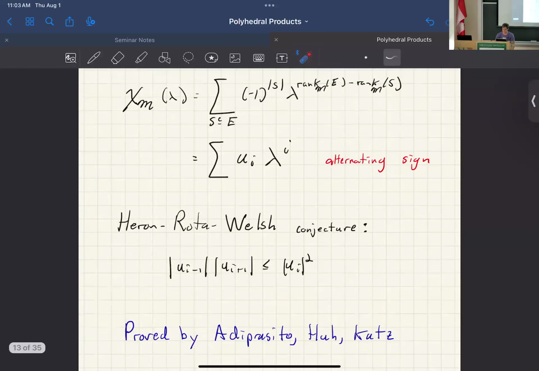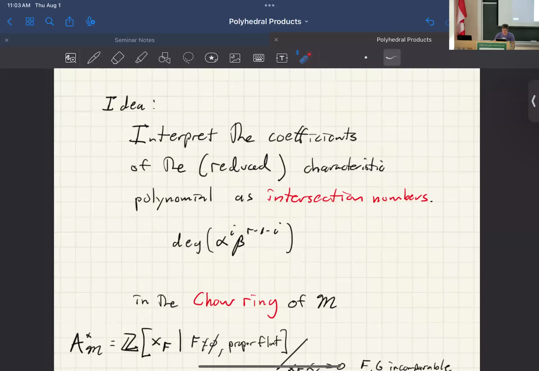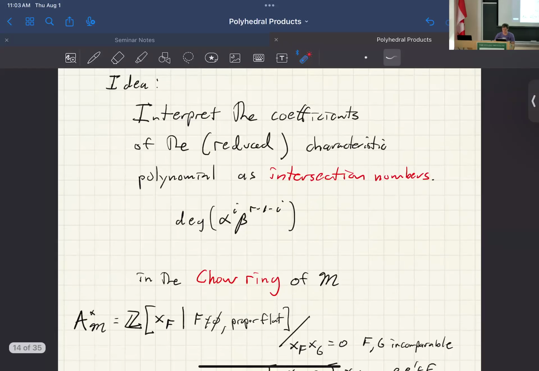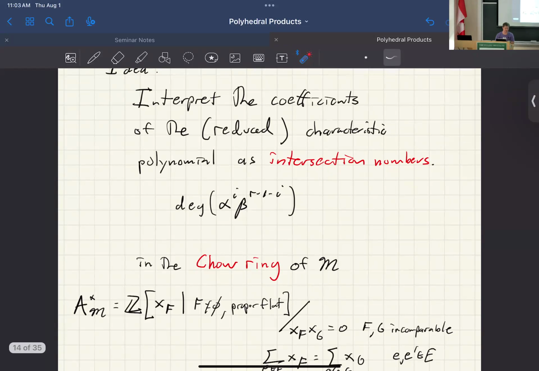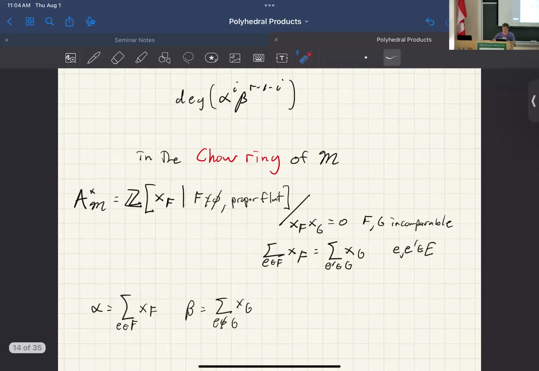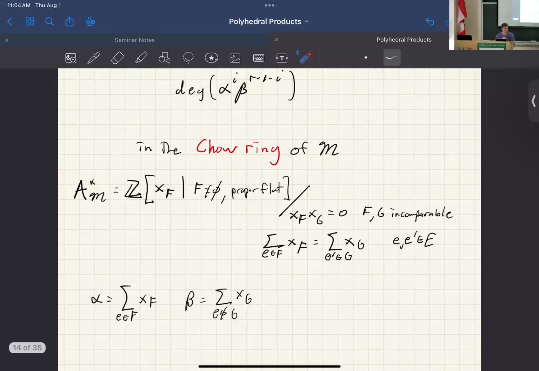All right. So the idea is to interpret the coefficients of, actually not the characteristic polynomial, but something called the reduced non-sign characteristic polynomial, though you can deduce one from the other, as intersection numbers. This is a part of intersection theory in algebraic geometry. The phrase Chow ring can be associated to it. So you show these coefficients coincide with certain intersection numbers in the Chow ring of the matroid. This is a kind of Stanley-Reisner looking ring.